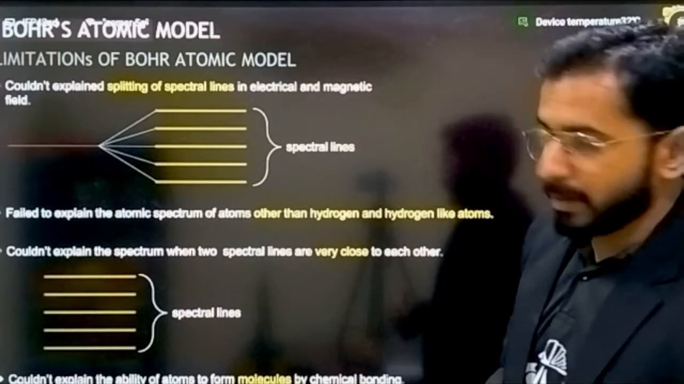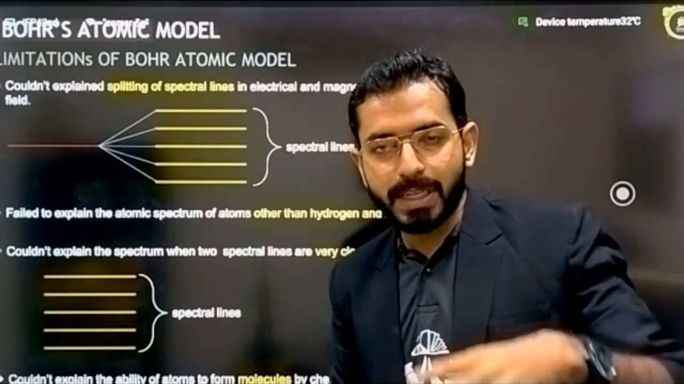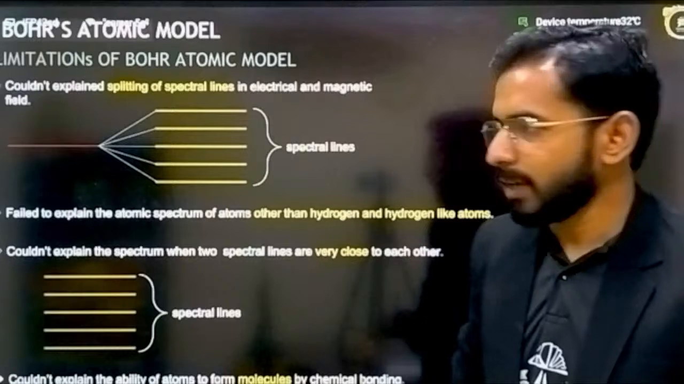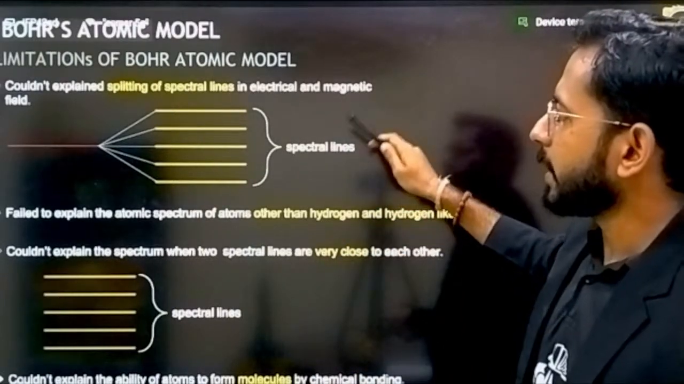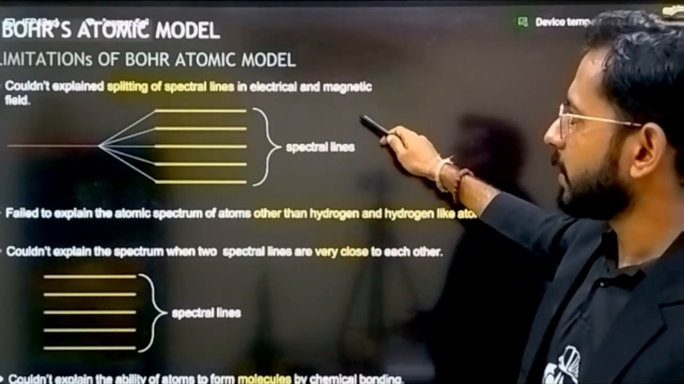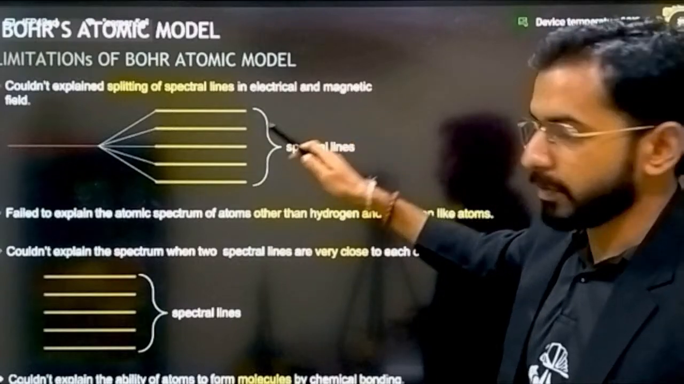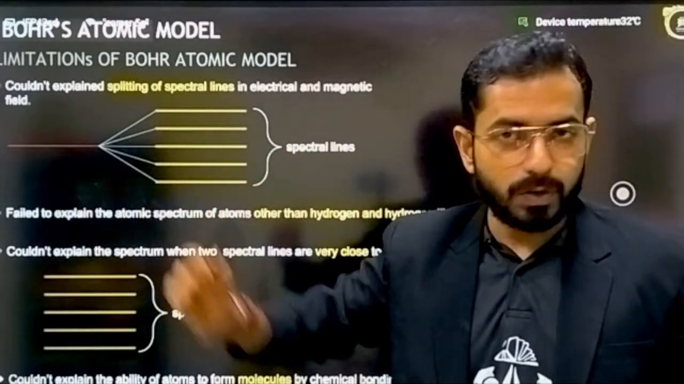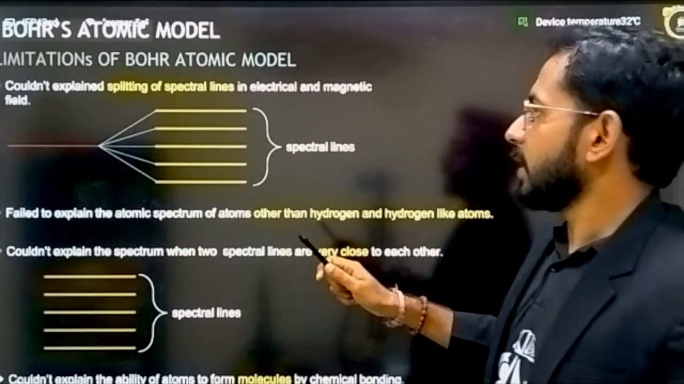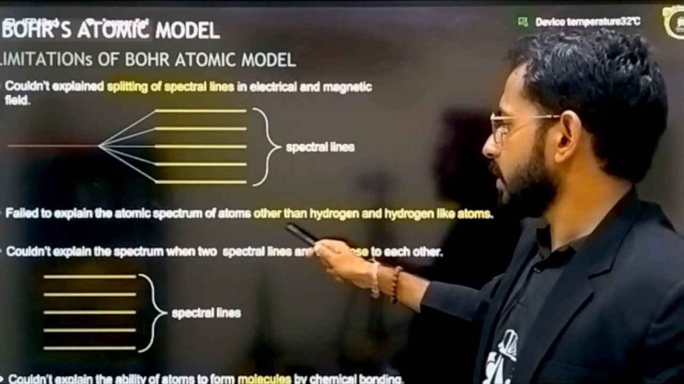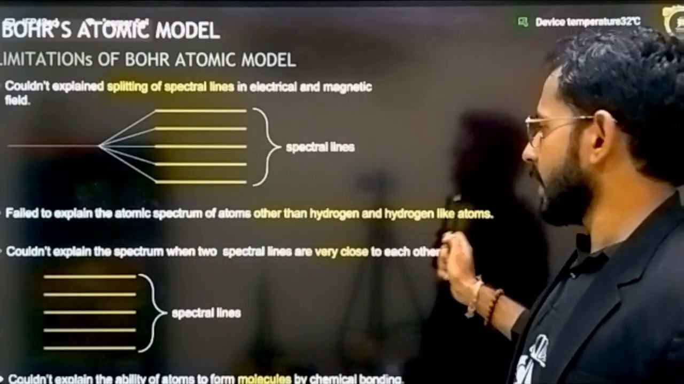See, what are the limitations? The limitations will become a new chapter for you, that is semiconductors and devices. Limitations: it could not explain the splitting of spectral lines in electric and magnetic fields. When it was placed in an electric and magnetic field, it was not able to explain the spectral lines. It failed to explain the atomic spectrum of atoms other than hydrogen and hydrogen-like atoms.